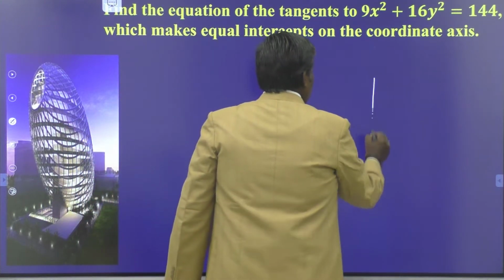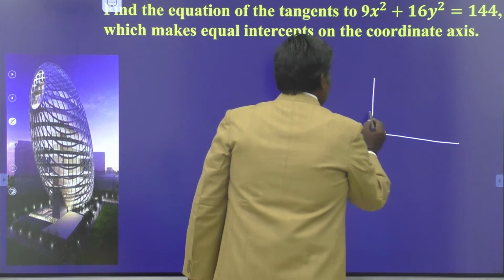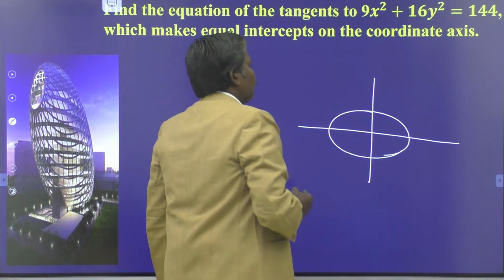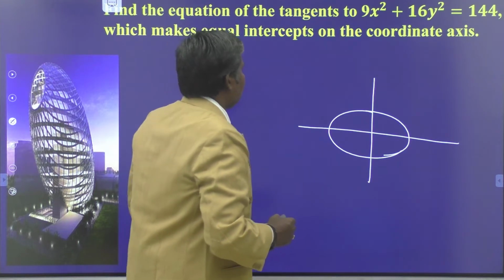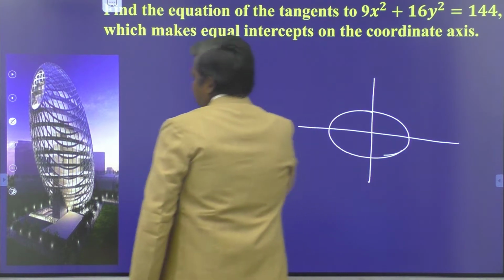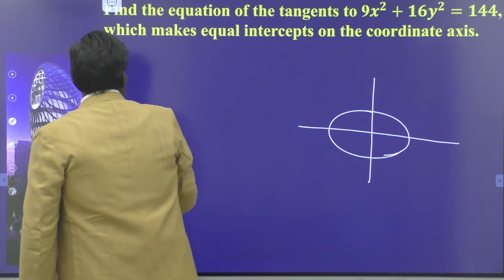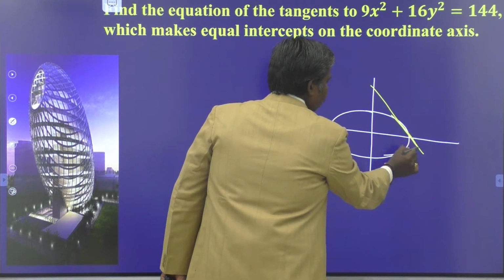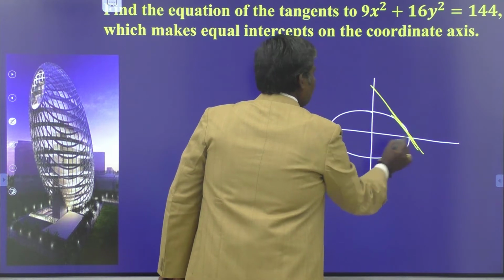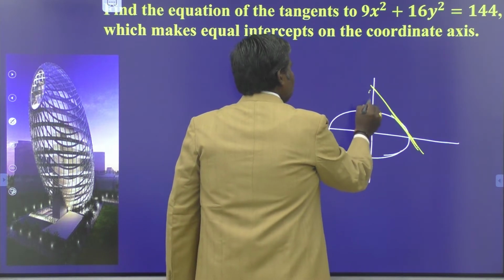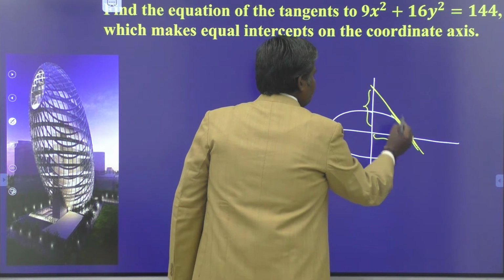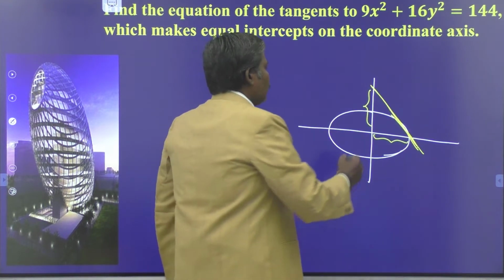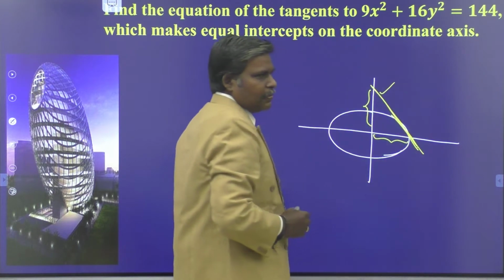Suppose, let us draw the rough diagram. This is your ellipse. We have to find out the equation of tangent to that ellipse. Suppose this is the tangent to this ellipse that makes equal intercepts with the coordinate axis. So these two lengths must and should be equal. Then we have to find out this equation.